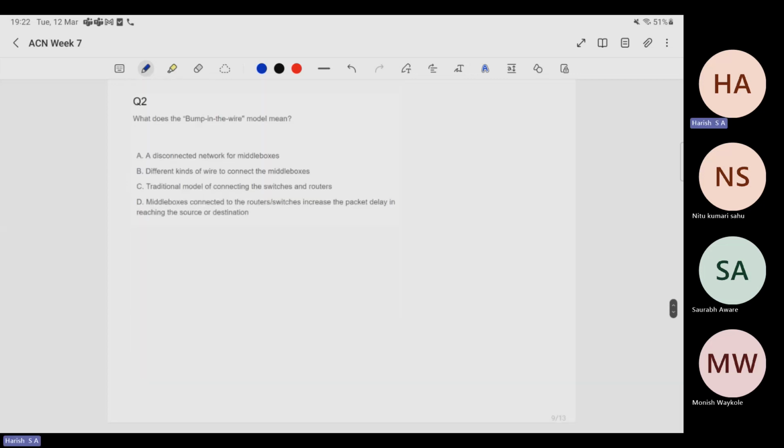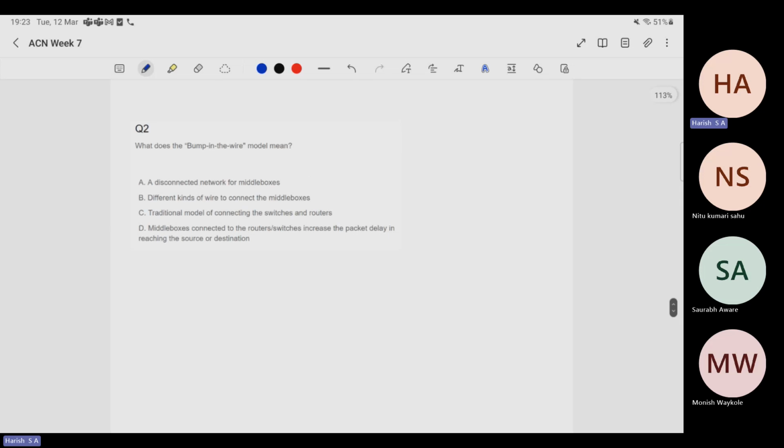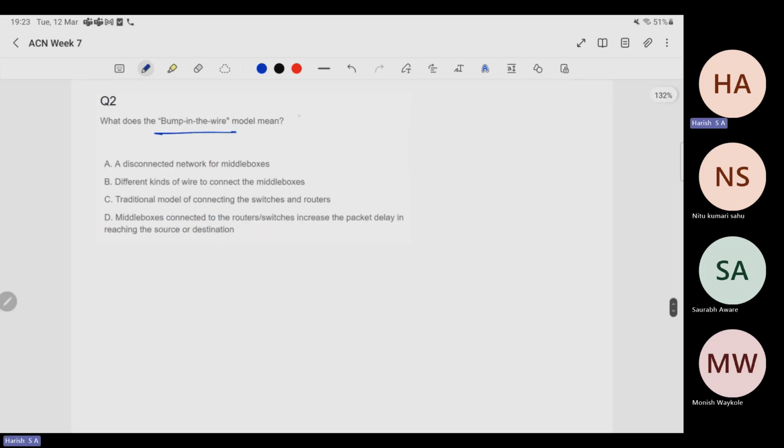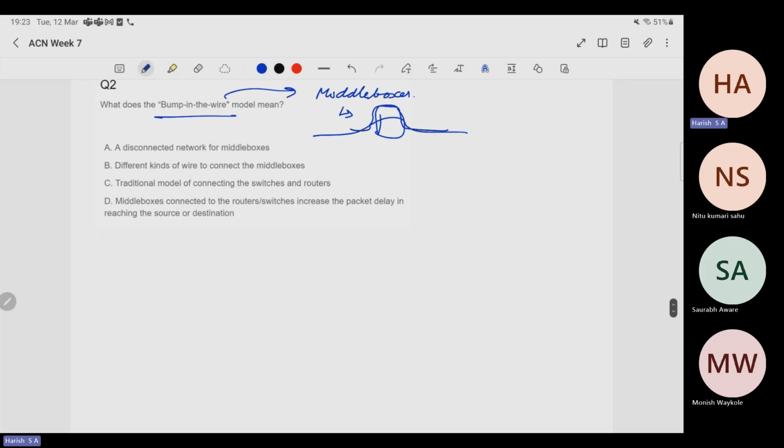Okay. So the next is, what does the bump in the wire model mean? We did see just now what the bump in the wire actually means. In which context did this come in? This came in the context of middle boxes. A bump in the wire, because middle boxes take some extra processing time to put the packets out, and they are in the middle of different routers or different hosts. So it's like a bump in the wire, right? So let's see the options.